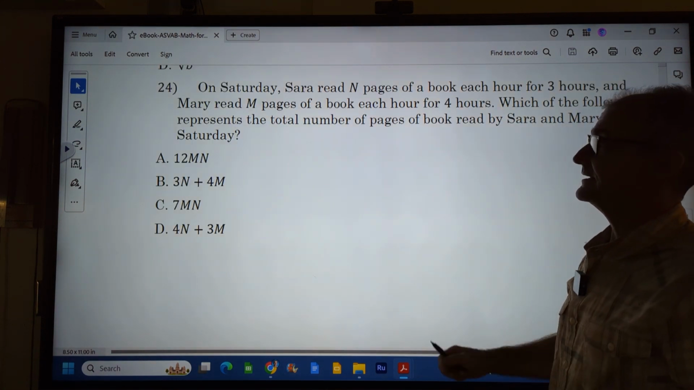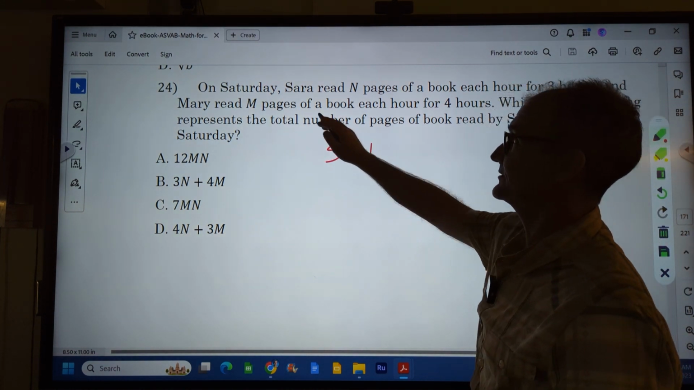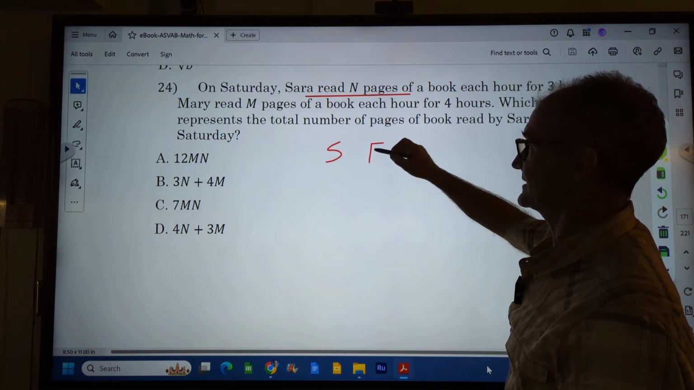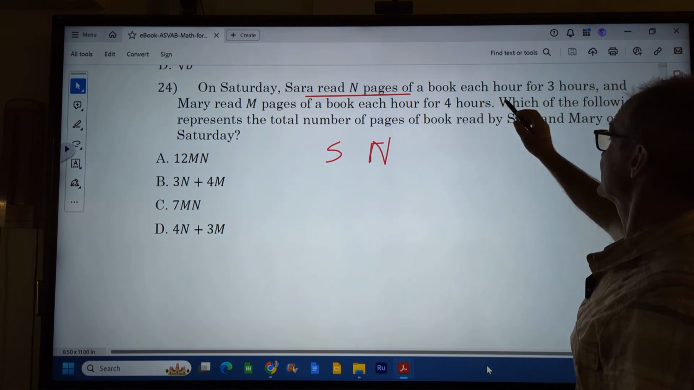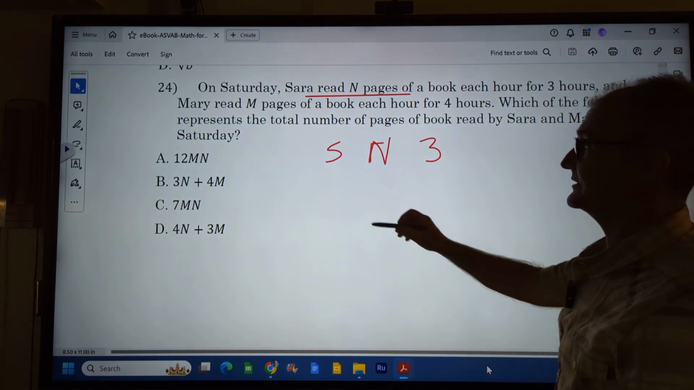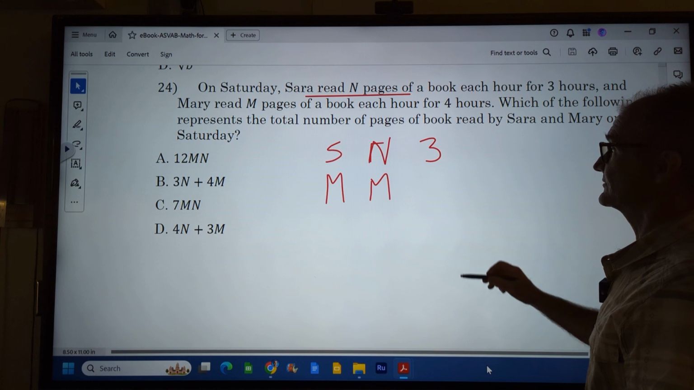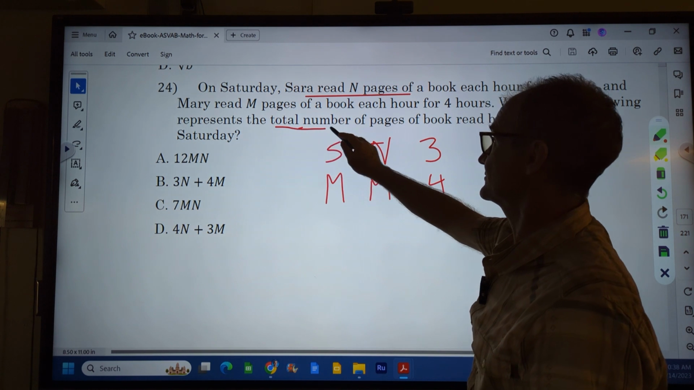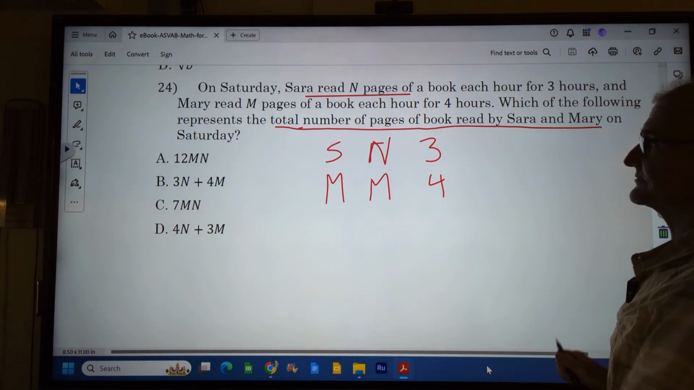Number 24, on Saturday, Sarah read n pages. Again, all I'm going to do right here is convert all of these words, this whole paragraph, into notation. So Sarah read n pages of a book for 3 hours. So there's Sarah, n pages for 3 hours. And Mary read m pages of a book for 4 hours. Which of the following represents the total number of pages read by both of them? That Saturday is a little bit of a distractor.